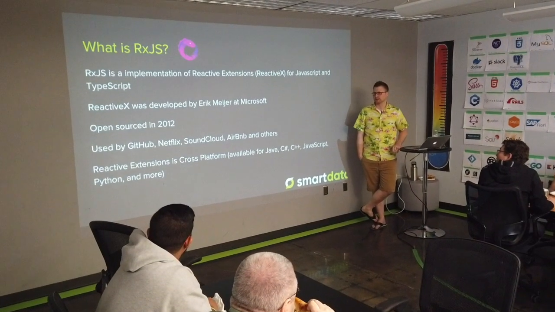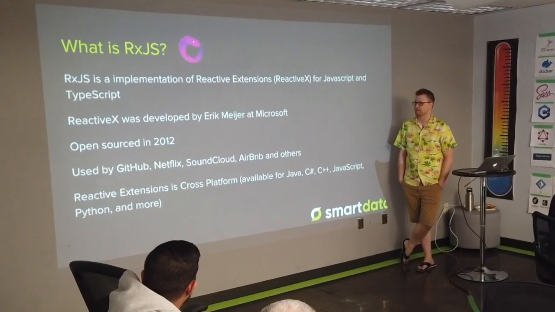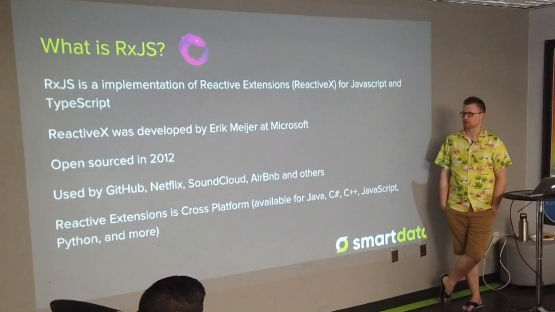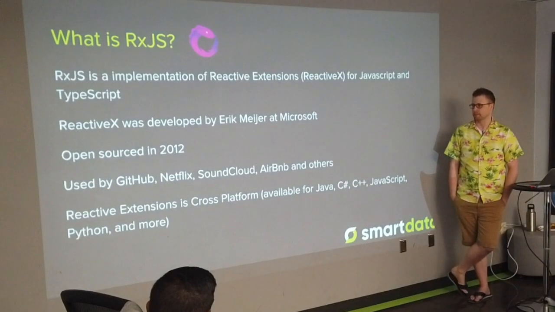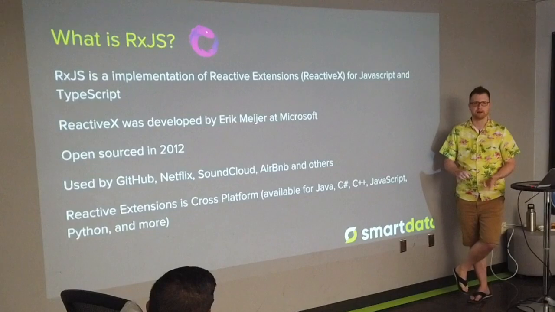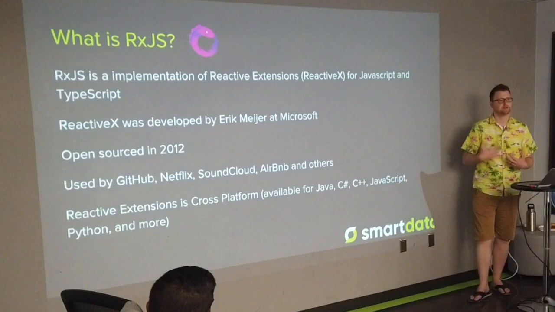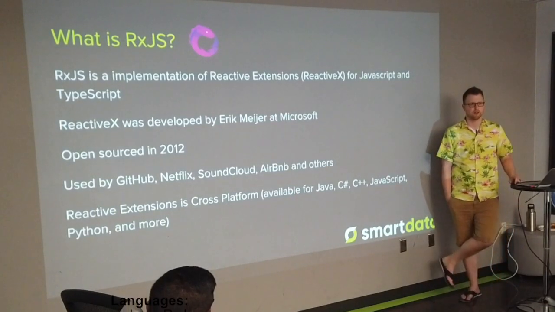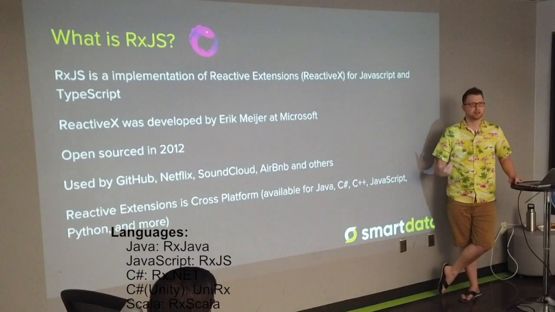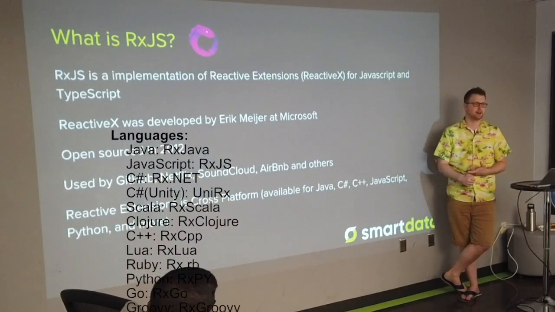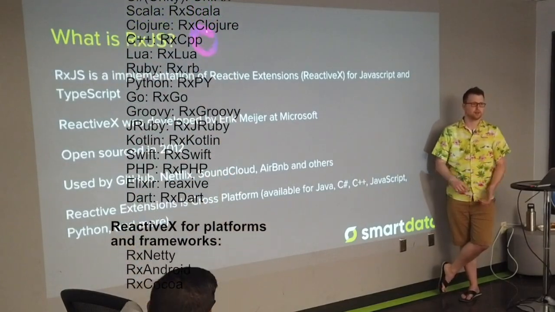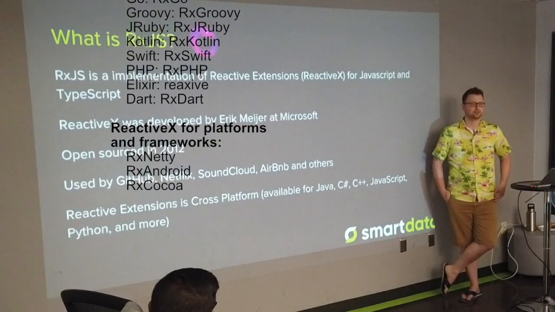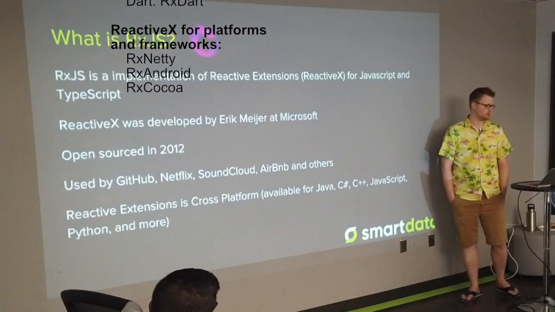Reactive Extensions for JavaScript and TypeScript. Reactive X was actually developed by Erik Meijer at Microsoft and open sourced in 2012, so it's been around for a while. It's used by GitHub, Netflix, SoundCloud, Airbnb, and a bunch of other companies, in a variety of languages, because it's not just for JavaScript. Reactive Extensions has Rx.NET, there's RxJava, and a variety of options you can use no matter what language you're using.